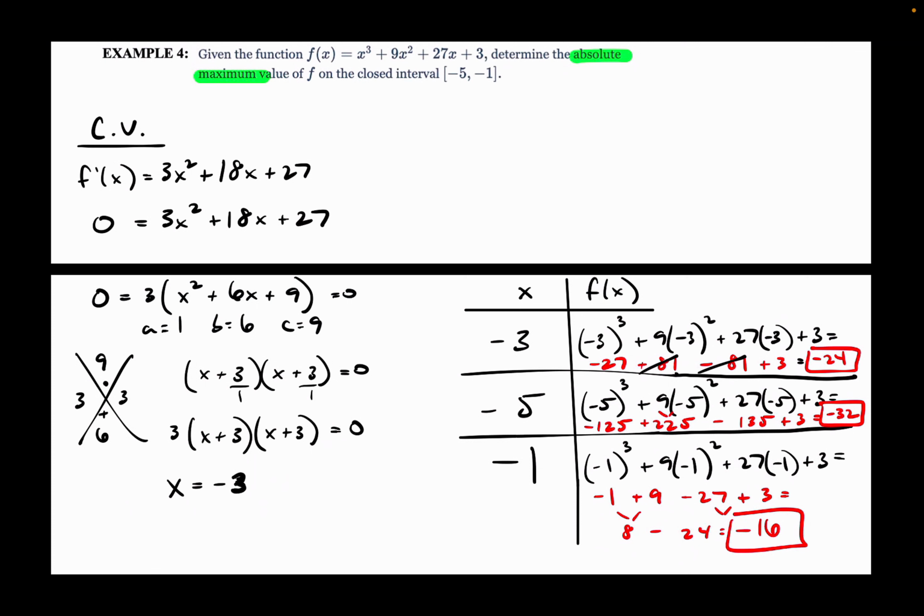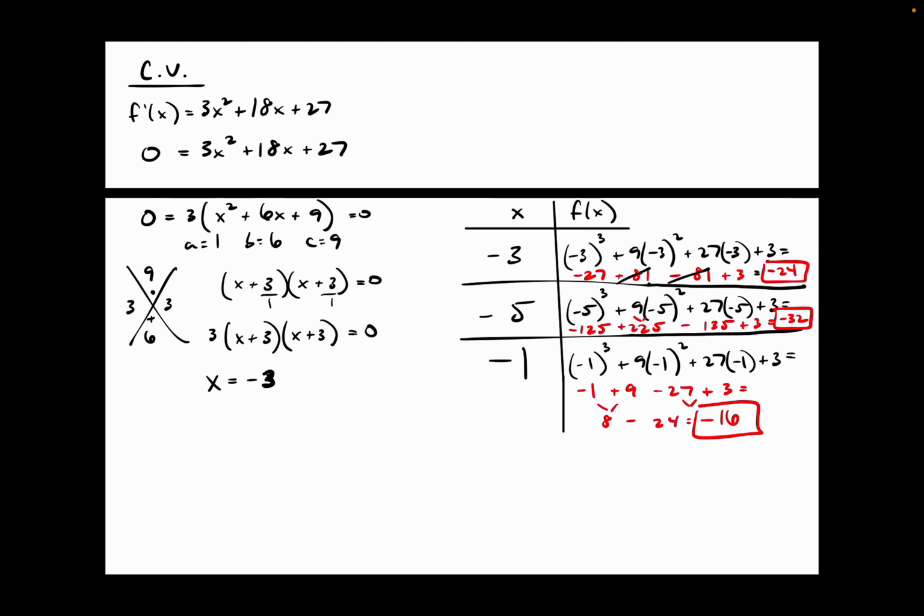Which one's the absolute? -1. -1's the winner because it has the biggest y value. Would it be possible just to look at the pattern of the 2 instead of doing all 3? Yeah, for sure. Using what you know about numbers, looking for patterns, absolutely.